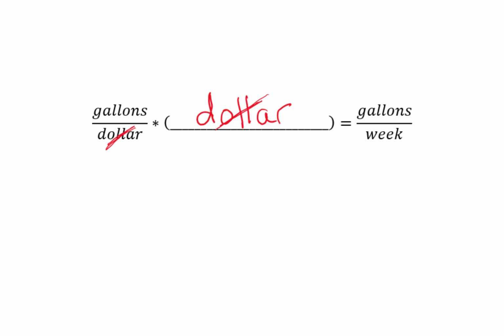Lastly, my answer has units of week in the denominator. That means when I multiply, I will have to have week in the denominator so that it appears in our answer in the denominator. All right, so I need to multiply by dollars per week so that the dollars will cancel out and week will end up in the denominator.